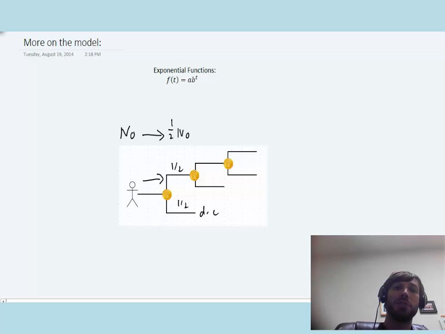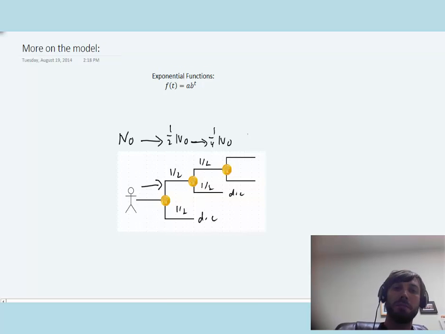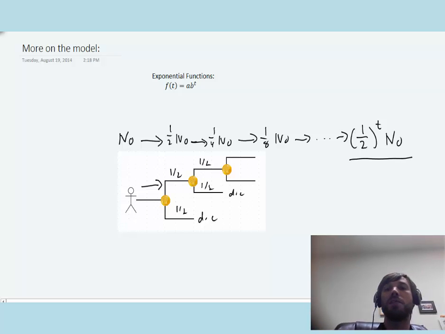Now, of those half who survived the first round, we know an additional half are going to survive the second round, or approximately half, which means that after a second round of play, we are going to end up with 1/4 of what we originally started with. And after a third round of play, we'll end up with 1/8 of what we originally started with, and so on. And at this point, hopefully you can recognize the pattern that after t rounds of play, the number of surviving people will be about (1/2) to the t times n naught, which corresponds well then with our standard representation of exponential functions.